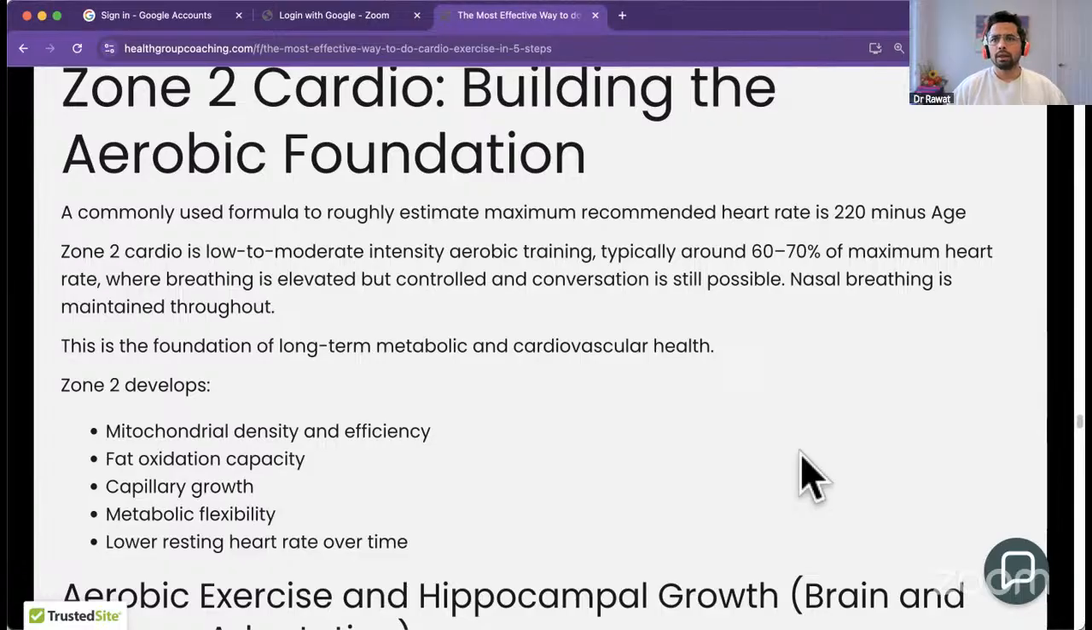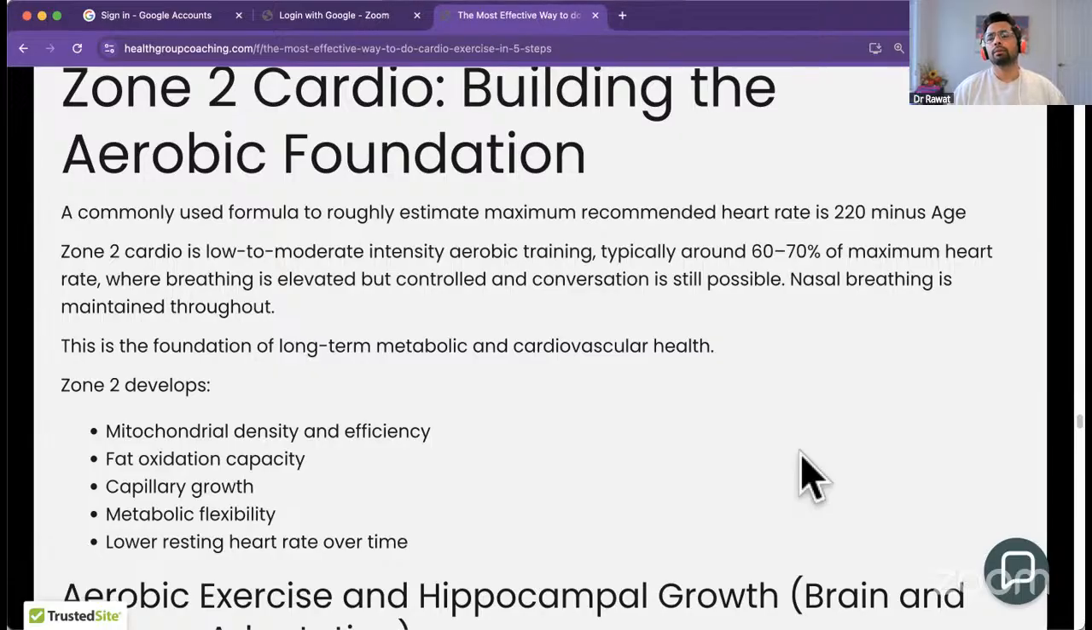And this is the level of cardio at which you will be burning more fat, you'll be developing more mitochondria density in the muscles, so your muscles will become better at burning energy. You'll be growing new blood vessels, so capillary growth happens at this level. You'll be developing more metabolic flexibility, moving over from sugar burning to fat burning. And over time, the more steady state cardio you do, the lower your resting heart rate will be, which is, of course, good for longevity as well.